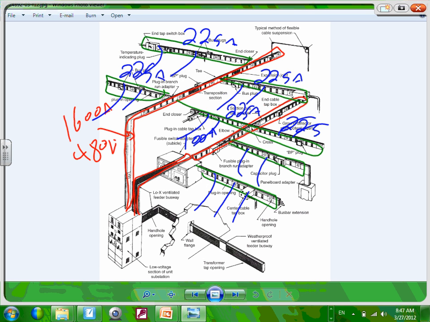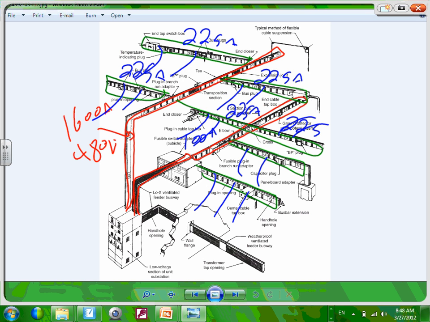Every time you change the amps to a lower amp, you have to have an overcurrent device. So I went from 1600 to 225. Overcurrent device, overcurrent device, overcurrent device. So 10 overcurrent devices, 225 amp each, 3-phase, to feed these sections.